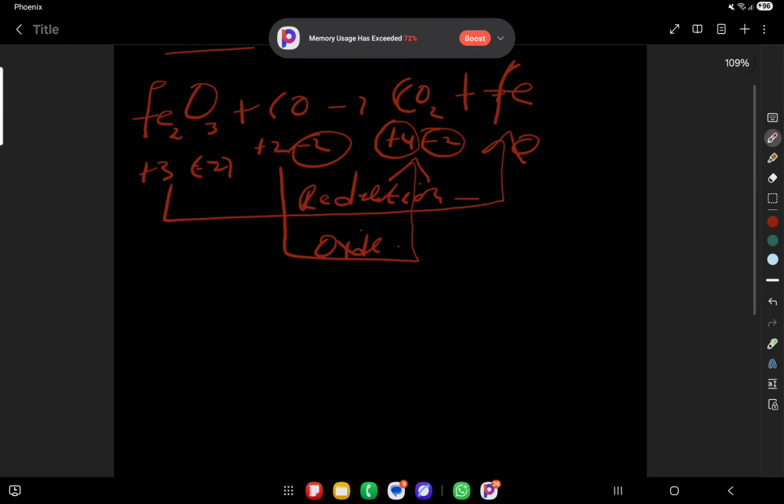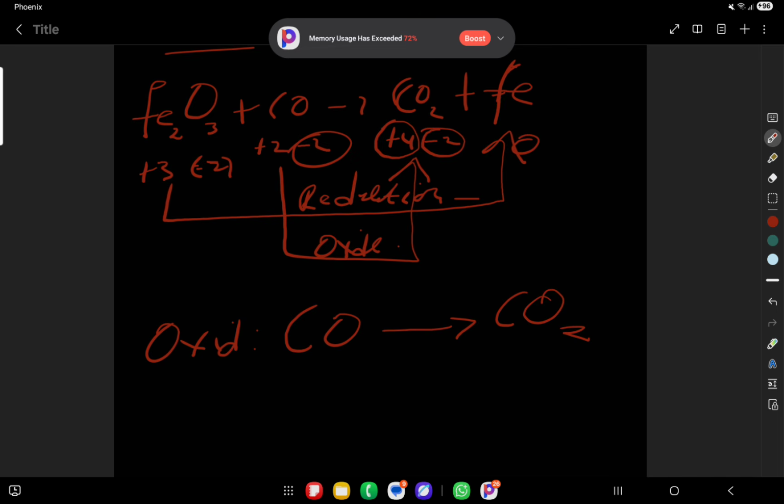So now let's write them. How do you write the half reaction? So I'm going to say, okay, oxidation half reaction. For oxidation, you write the whole compound. Carbon monoxide giving you carbon dioxide. Then you say reduction half reaction. Just for the arrows that you've done, you say Fe2O3 giving Fe on this side. Like this. So this is how you separate the half reactions.